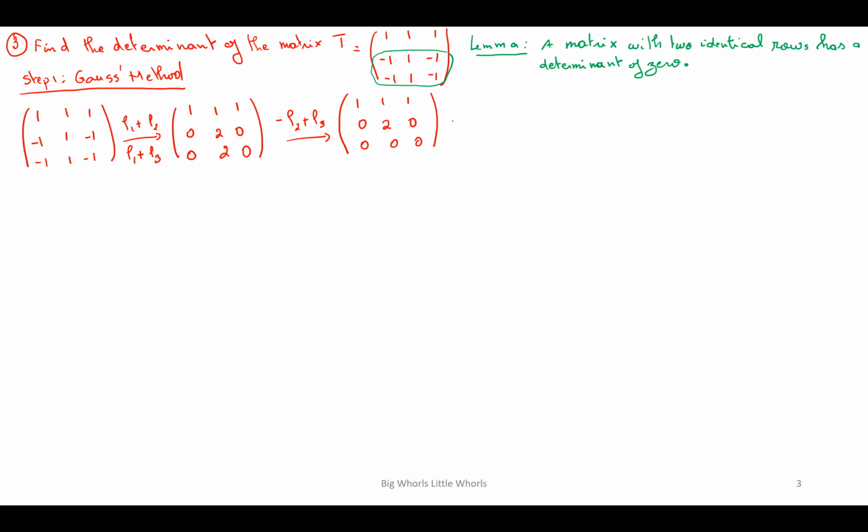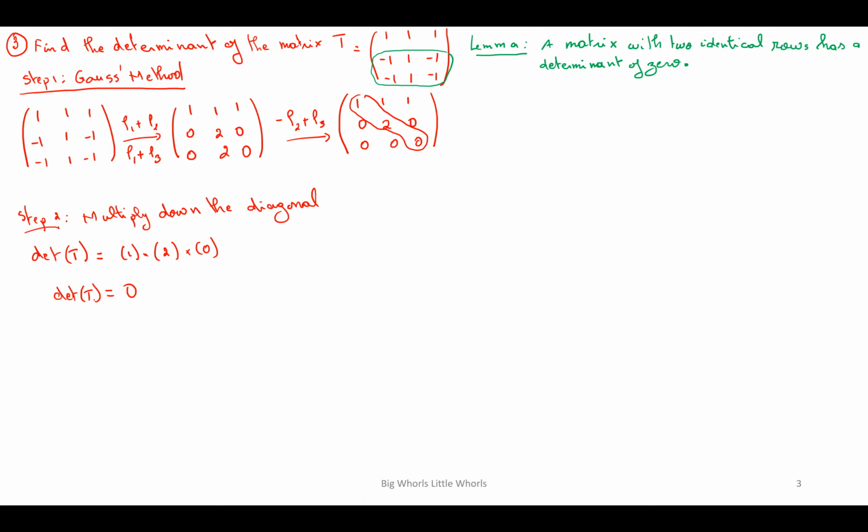So now the second step is to multiply down the diagonal. So the determinant of T is going to be equal to 1 multiplied by 2 multiplied by 0, which is equal to 0, as the lemma says.